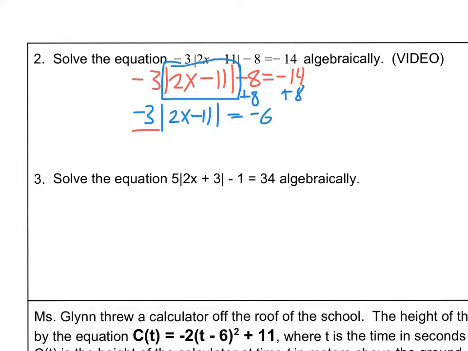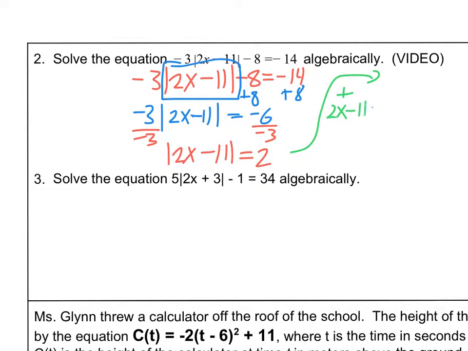I might divide both sides by negative 3. And I get the absolute value of 2x minus 11 is equal to 2. At this point, we can make our two equations. We have a positive one: 2x minus 11 is equal to 2. And we're going to have a negative version, which is going to be negative 2x minus 11 is equal to 2.